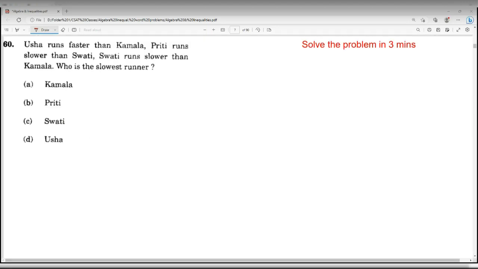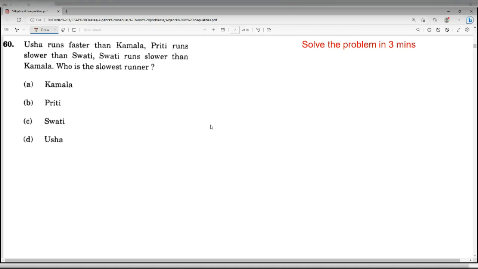It's time. Please fill the answer choices if you have not yet selected it. 87%, the majority, have got option B. 13% have got option C. Nobody has got option A or D. Let's see how to go about this question.